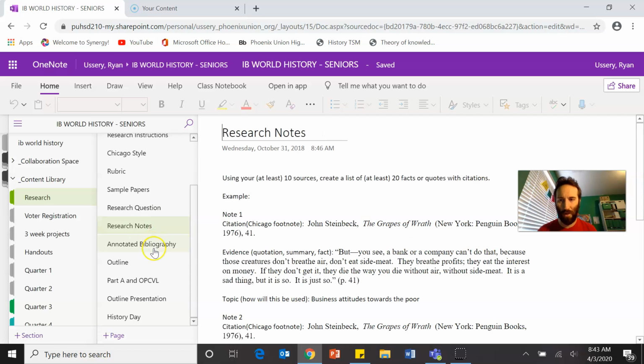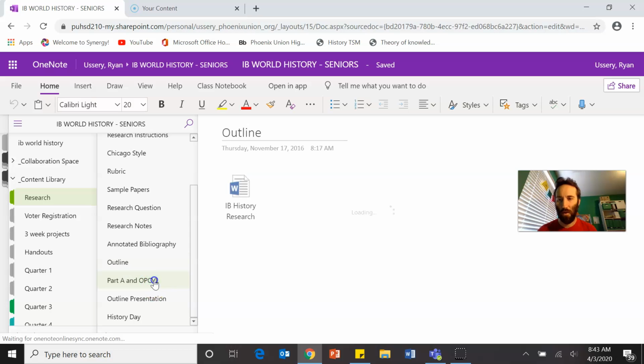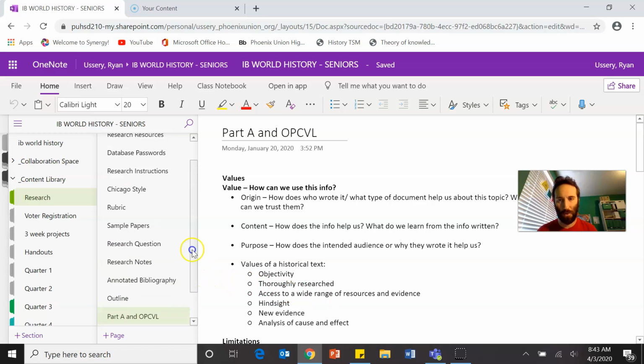Research notes, you should already have research notes. Annotated bibliography, you should already be there. Outline, you should already be there. Confused on how to do OPCVL? Here is a good section on how to do Part A. Outline, presentation, history day, we're not worrying about those.